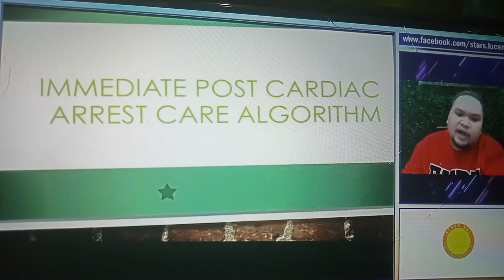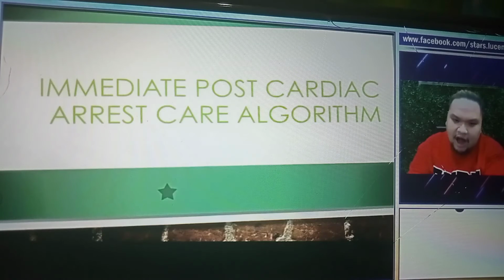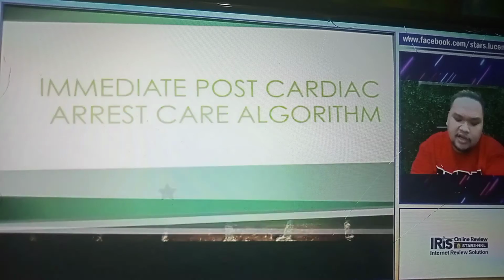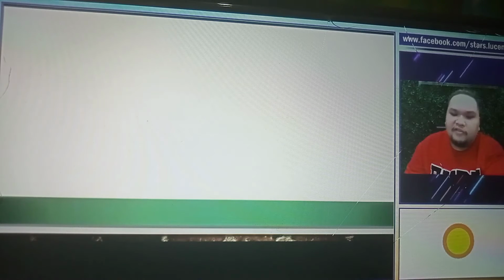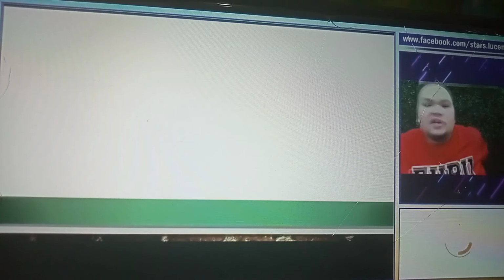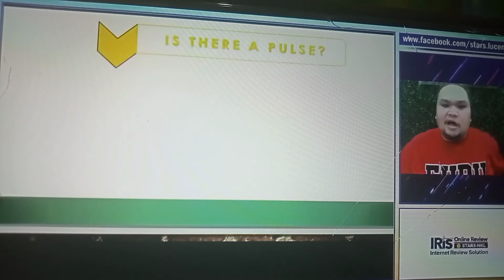So, trying to actually check the algorithms at the back. May makikita kayo dyan, immediate post-cardiac care algorithm. So, in your post-immediate cardiac arrest algorithm, so pag sinabi nating post-cardiac arrest algorithm, that means the patient already has what? Return of spontaneous circulation. Now, how would we know if there is already a return of spontaneous circulation? The patient already has a pulse.